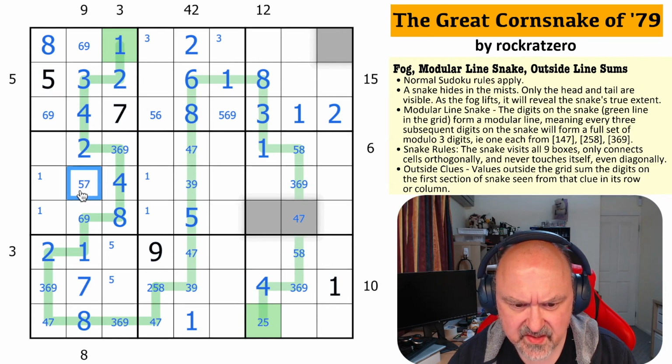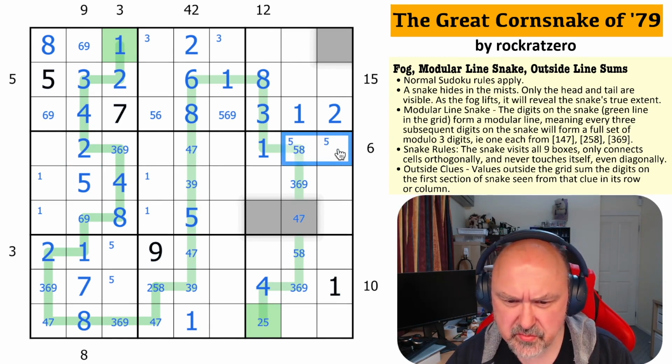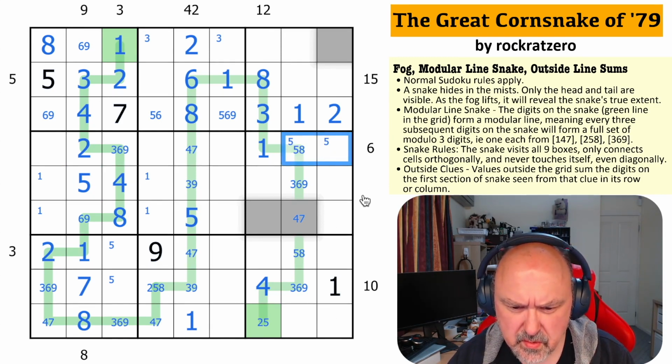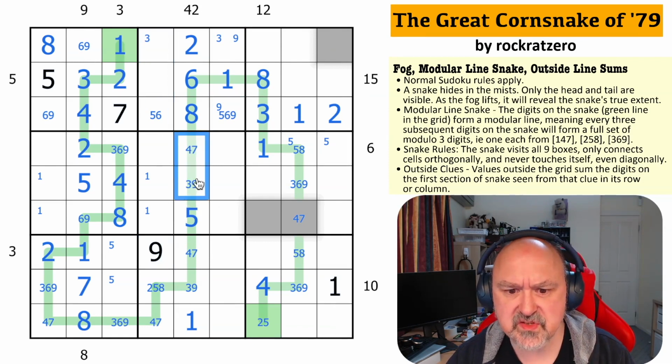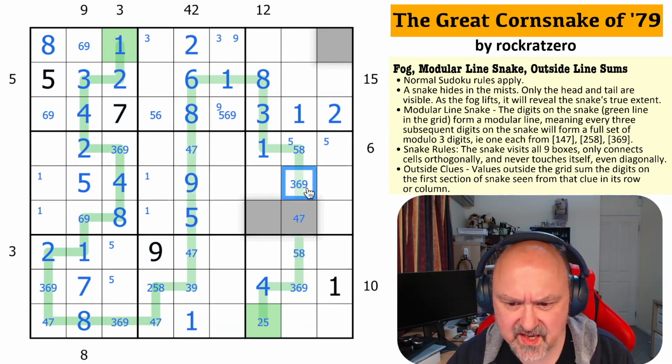So this 7 means this is 5, which puts 5 in one of those two. Nine in this box is in one of those two because of this 9 looking up, which means in this box 9 is in one of those two, and by modularity it's there, which means this is not the 9.